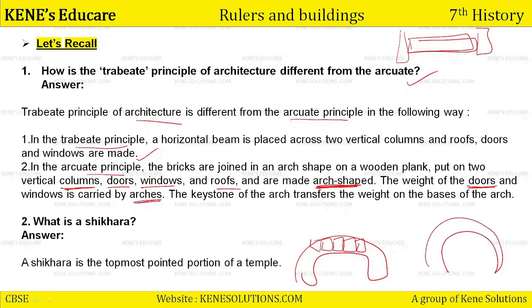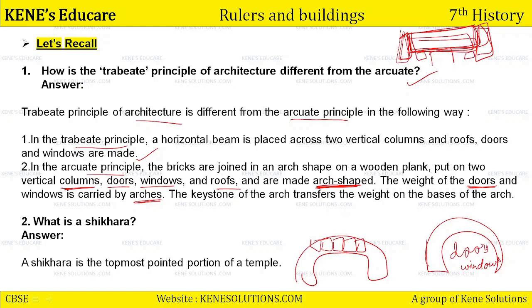पूरा arch doors as well as windows के weight को संभालता है, right? But here there's a beam. यहाँ पे ऐसे 2 पिलर बनाए जाते हैं ट्राबियट प्रिंसिपल में. बीम बनाया जाता है, पहले पिलर होते हैं फिर बीम होता है, एंड देन यहाँ पे एक डोर विंडो जो लगाना लगा सकते हो आप, ऐसे होता है.